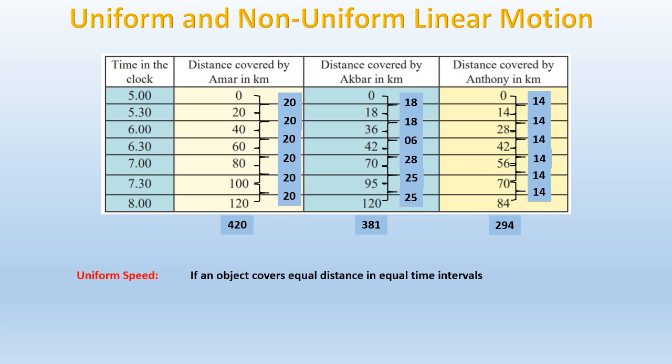Now if an object covers unequal distances in equal time intervals, then it is said to be moving with non-uniform speed. That is, non-uniform speed can be defined as an object covering unequal distances in equal time intervals.